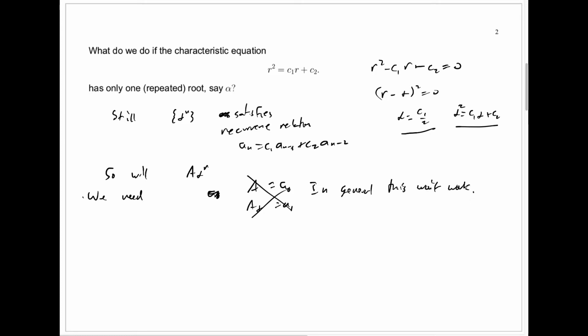So just as in the other case, what we really need is some way to have two independent parameters to mess around with in order to match the first two terms, which means we need another independent solution, meaning another independent sequence that satisfies our recurrence relation. And so here's my claim. In this special case, when the characteristic equation has a single repeated root, then the sequence n alpha to the n, alpha, remember, is our root, c1 over 2. This sequence also satisfies the recurrence relation.